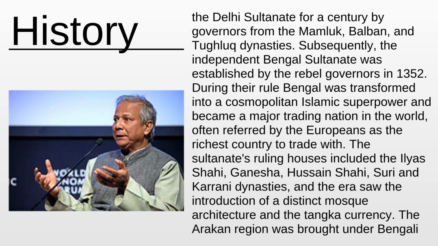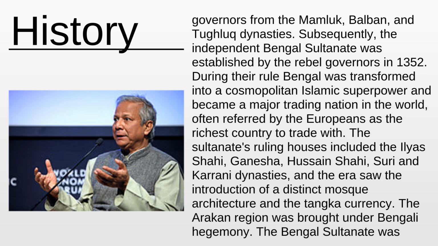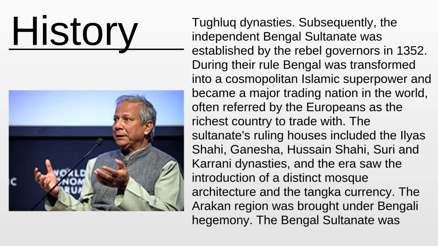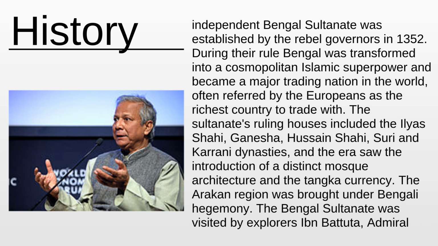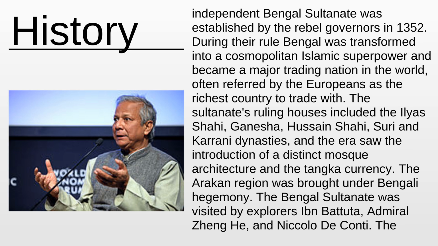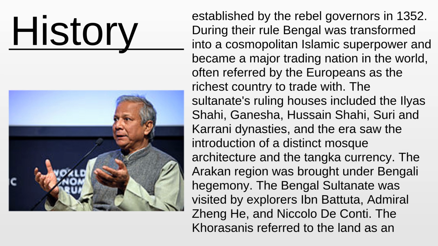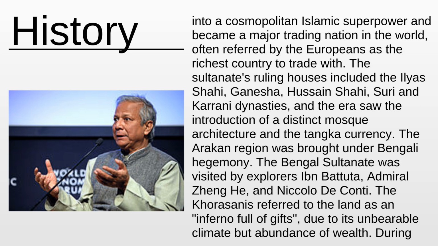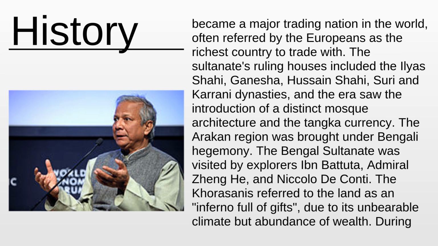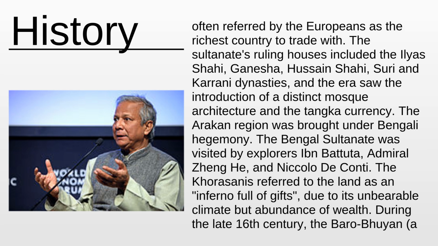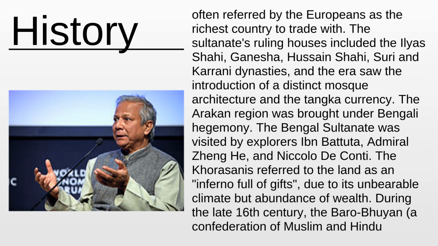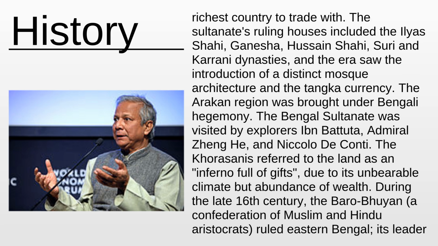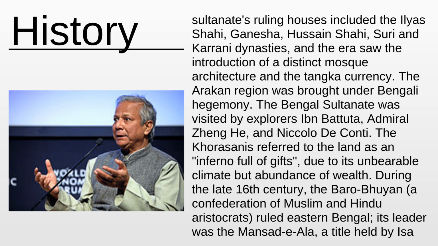During their rule, Bengal was transformed into a cosmopolitan Islamic superpower and became a major trading nation in the world, often referred to by the Europeans as the richest country to trade with. The Sultanate's ruling houses include the Ilyas Shahi, Ganesha, Hussain Shahi, Suri and Karrani dynasties, and the era saw the introduction of a distinct mosque architecture and the Taka currency. The Arakan region was brought under Bengali hegemony.